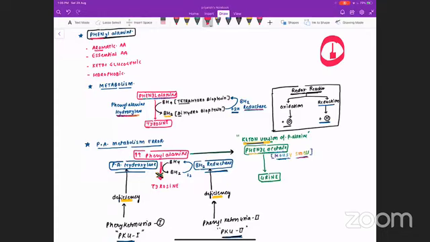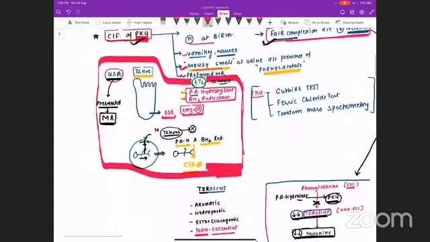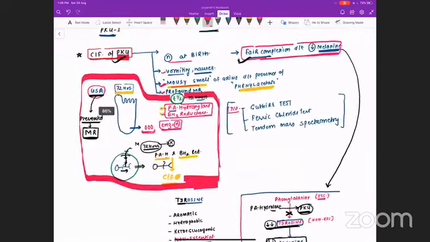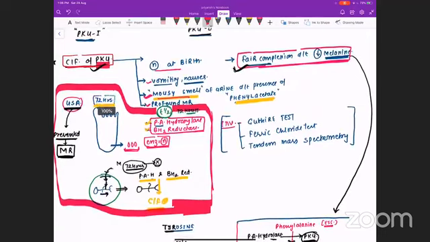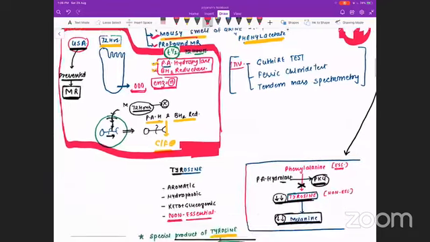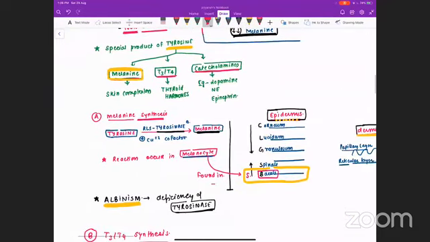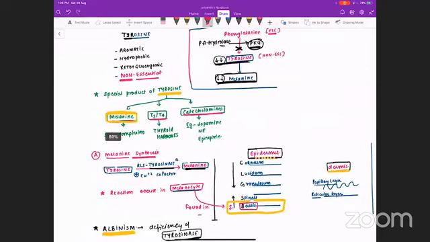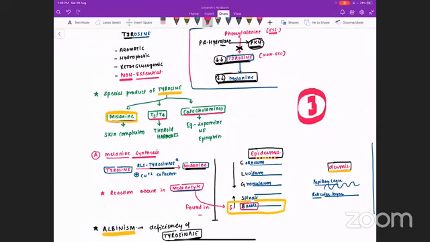The second thing that we discussed today was the clinical picture of phenylketonuria. Third, we discussed the special products of tyrosine and the details of tyrosine. So these are the first few slides.